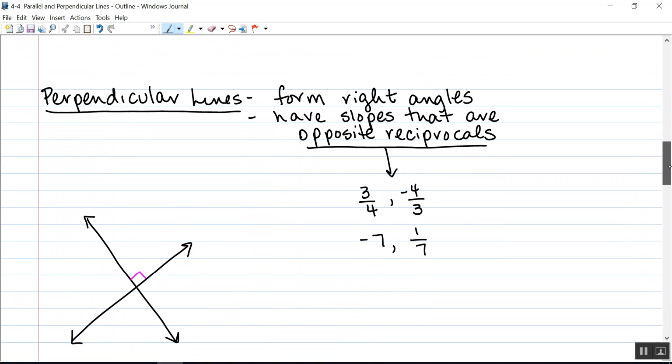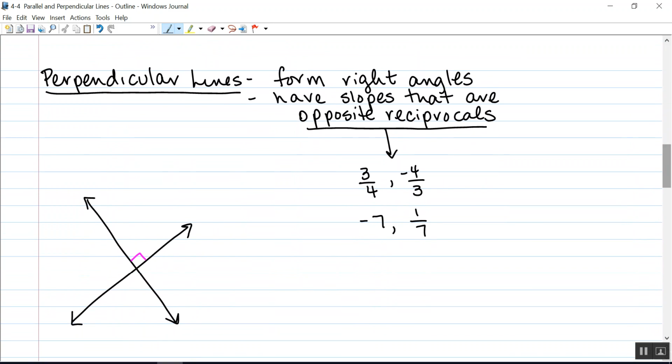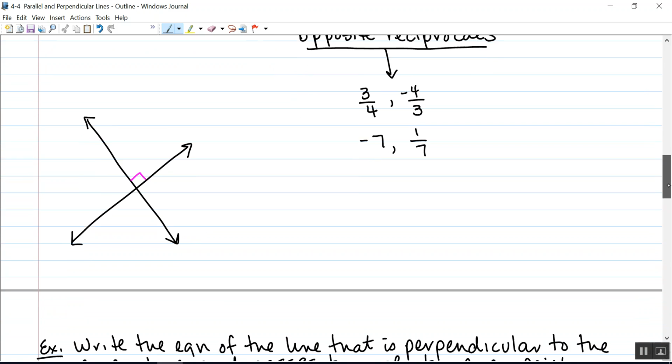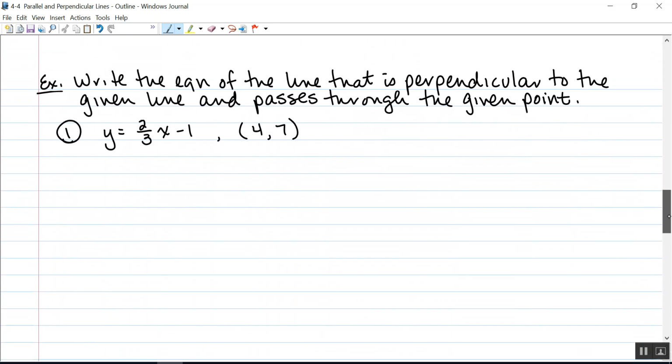Now, perpendicular lines are two lines that form right angles, like this right here. They don't have the same slope, but they have slopes that are opposite reciprocals of each other. So if the slope of one line is 3/4, the slope of the line that is perpendicular to it is going to be -4/3. If a line has a slope of -7, the slope of the line that's perpendicular to it is going to have a positive 1/7. So let's take a look at a couple examples here.